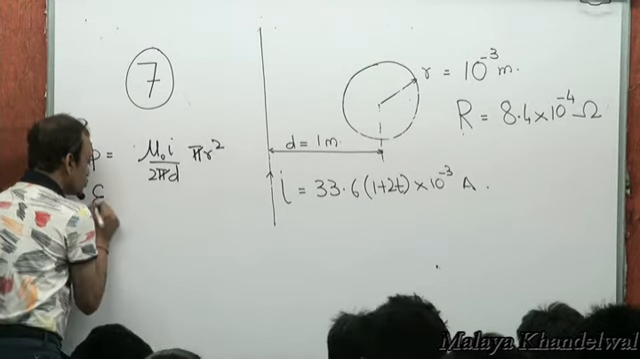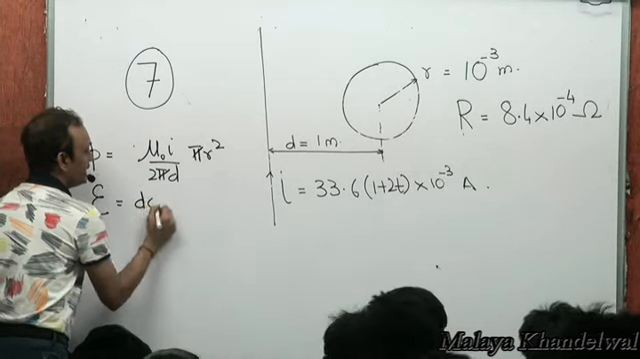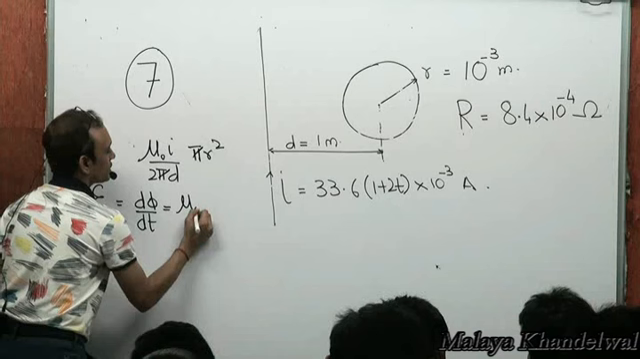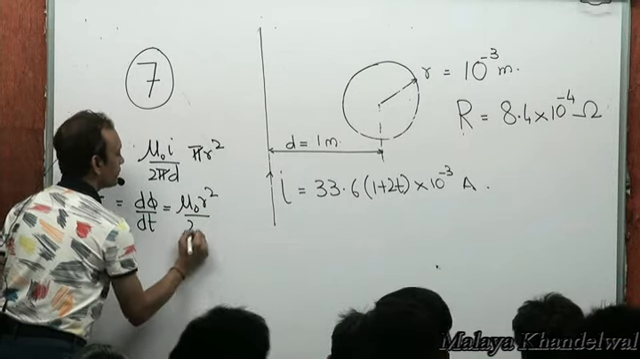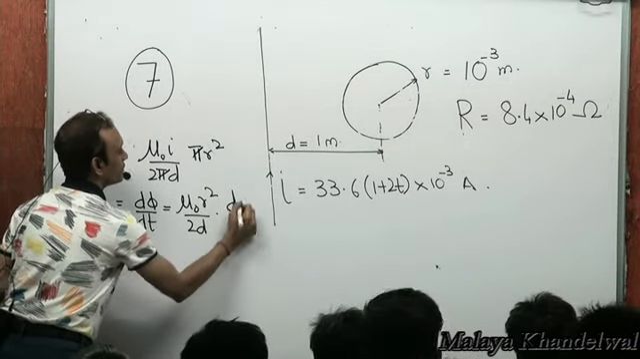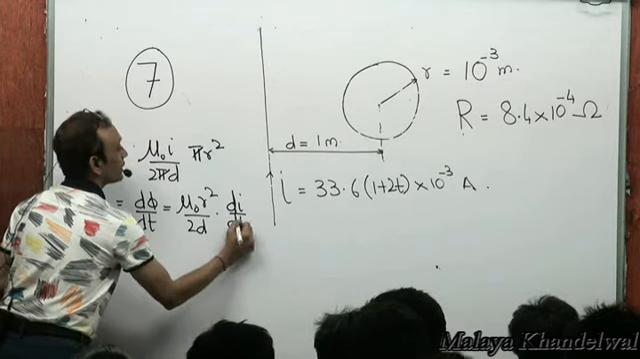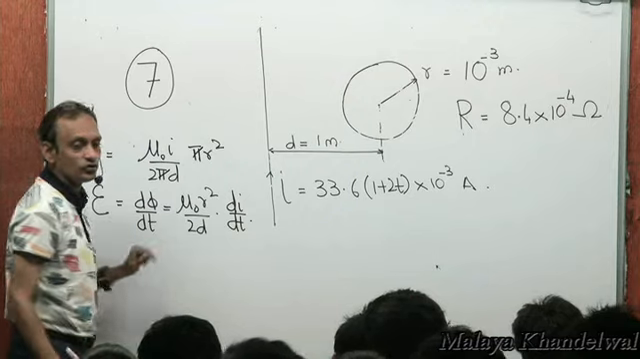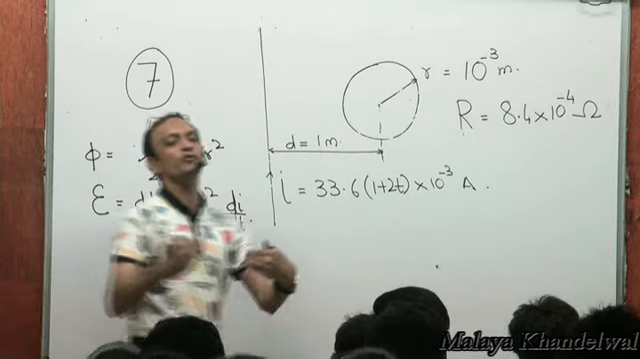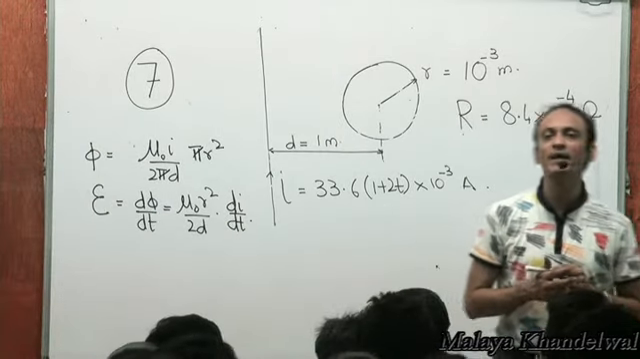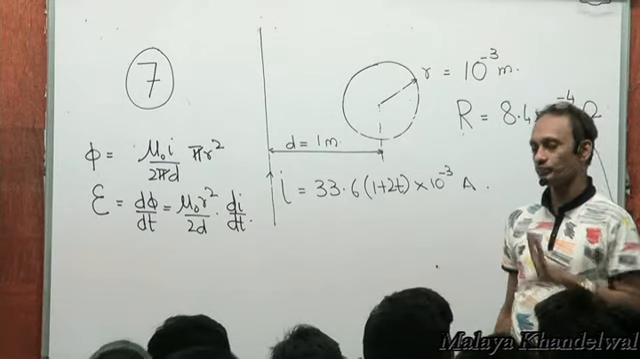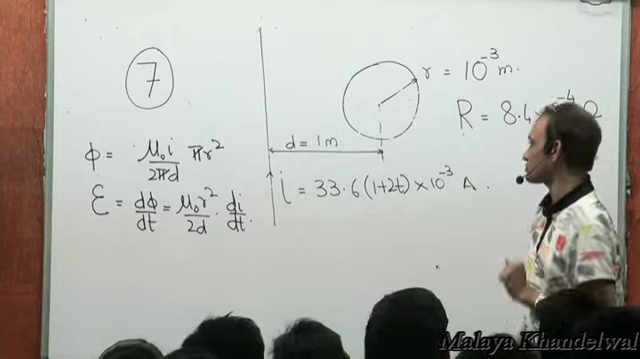So the induced EMF is going to be d phi dt, which is mu naught r squared by 2d di dt. And di dt you can find from these considerations. That's going to be the induced EMF. The induced current would be epsilon by R. Epsilon by R would be the induced current in the loop. Yes or no? Now, the direction.